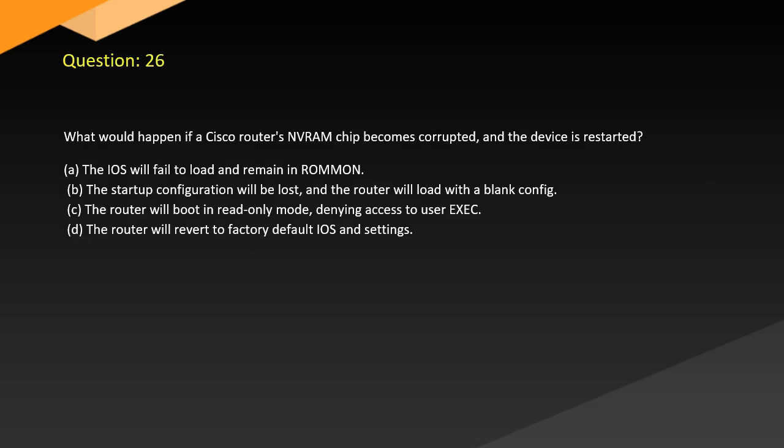Question 26. What would happen if a Cisco router's NVRAM chip becomes corrupted and the device is restarted? A. The IOS will fail to load and remain in ROM. B. The startup configuration will be lost and the router will load with a blank config. C. The router will boot in read-only mode, denying access to user exec. D. The router will revert to factory default IOS and settings.